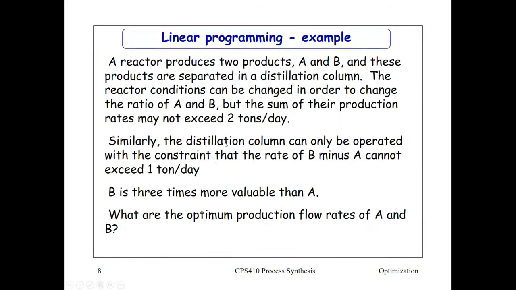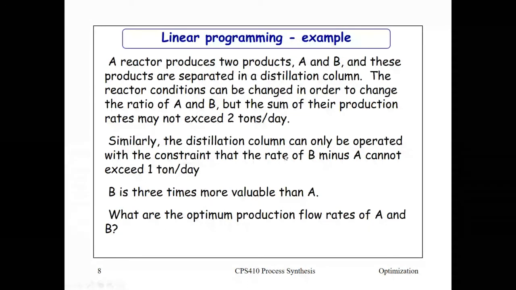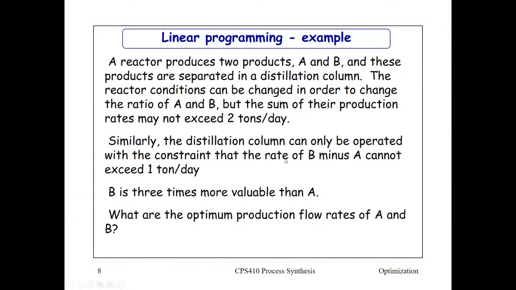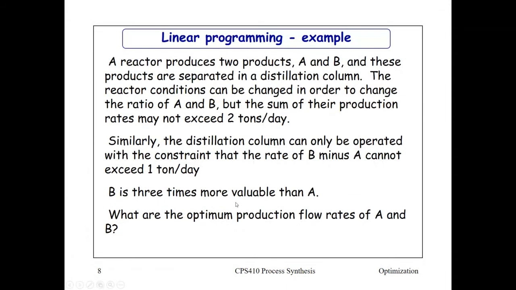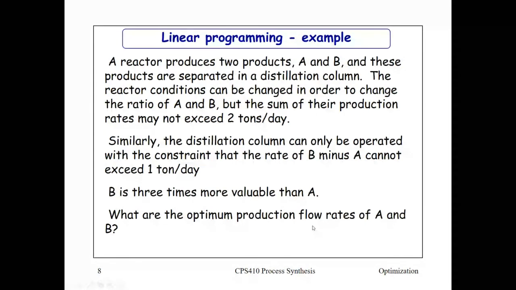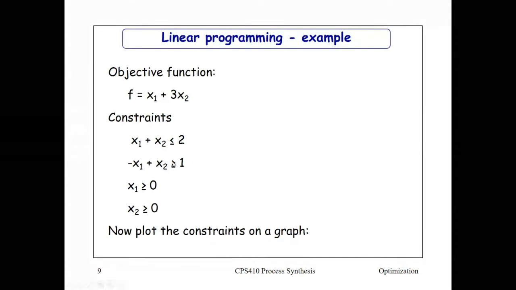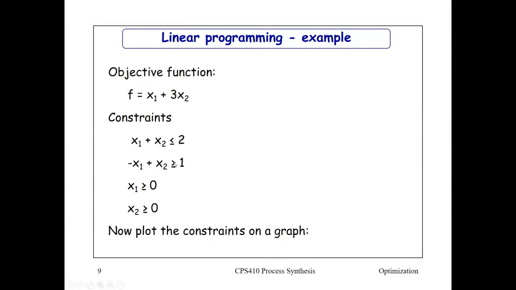So let's go back again. The distillation column can only be operated with the constraint that the rate of B, that's x2, minus the rate of A, so it's x2 minus x1, cannot exceed 1 ton per day. So it must be less than or equal to 1. And I think we've got it wrong here. It says greater than or equal to 1. So this should be less than or equal to 1. The flow rate of B minus the flow rate of A must be less than or equal to 1. Cannot exceed 1.